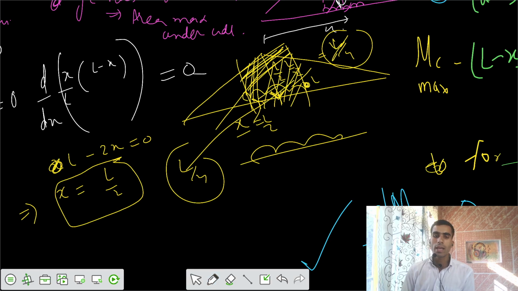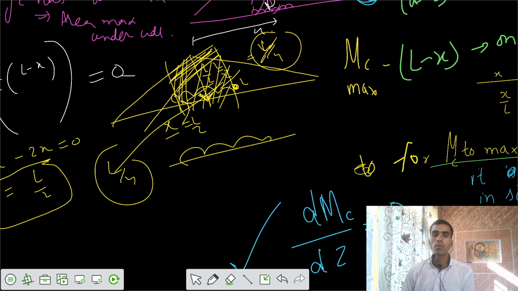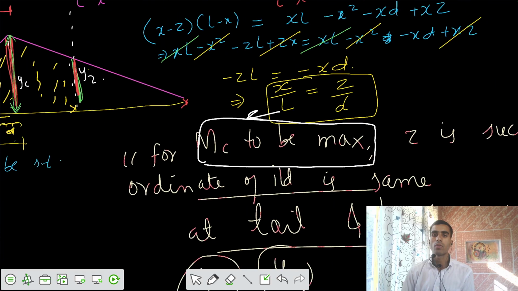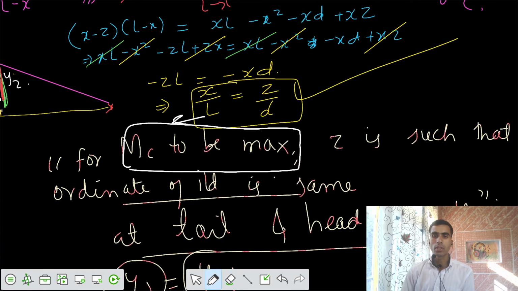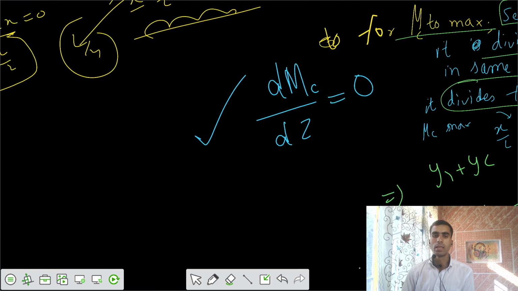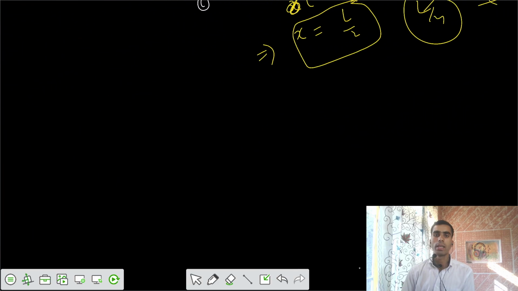Now you got the value of X equals L by 2. Now if you substitute it with respect to that section C, we have that derivation. We got this equation: X by L equals Z by d. I want to see one more thing here.